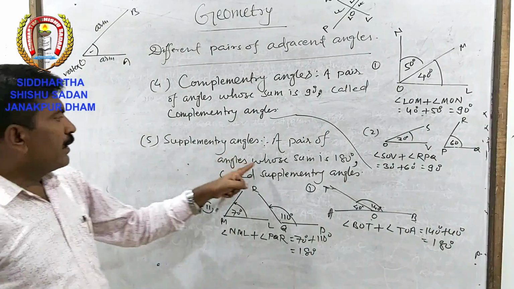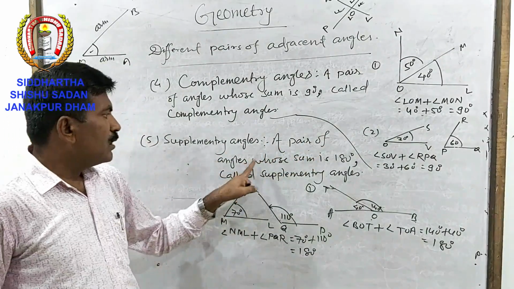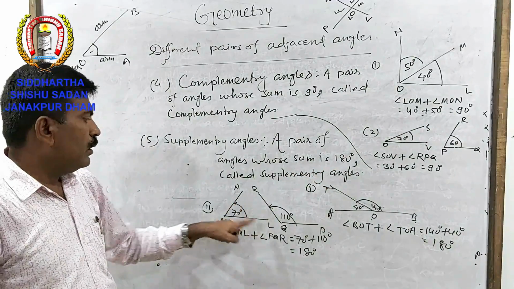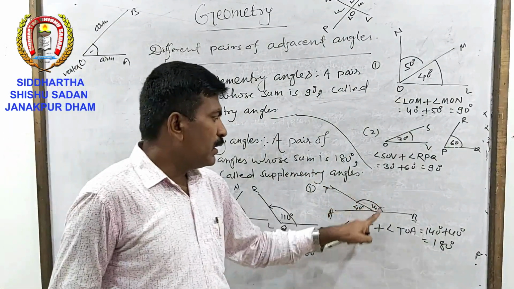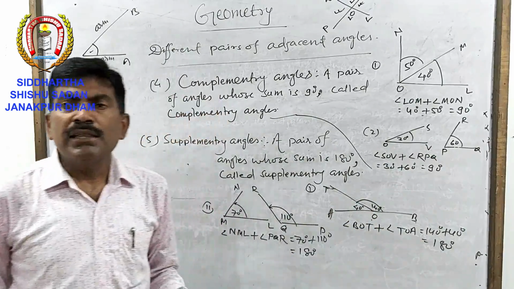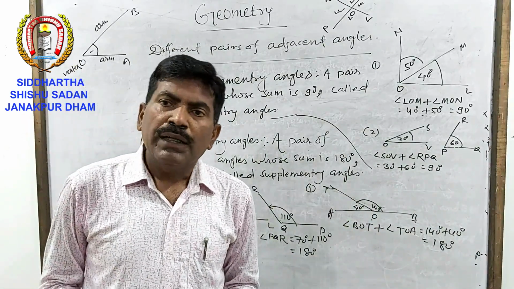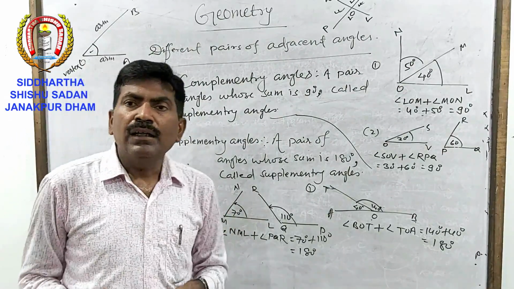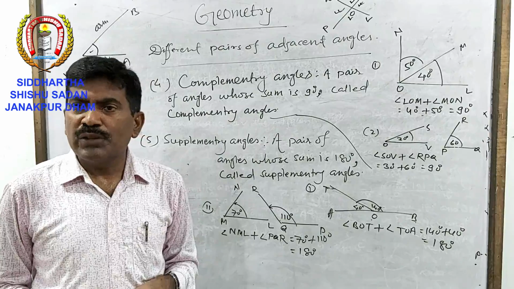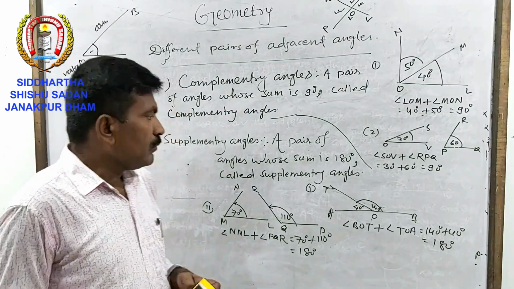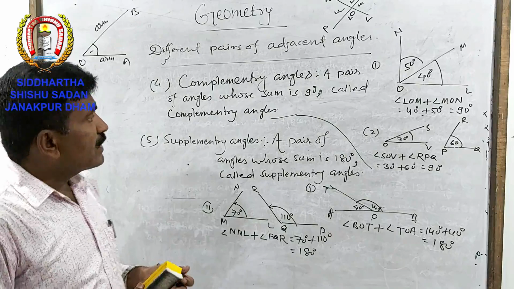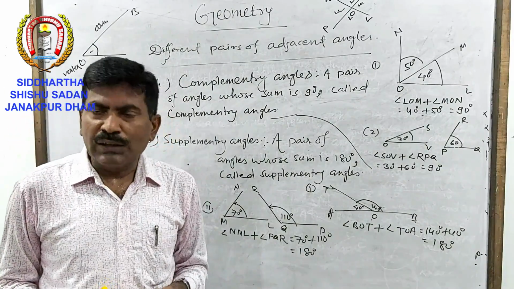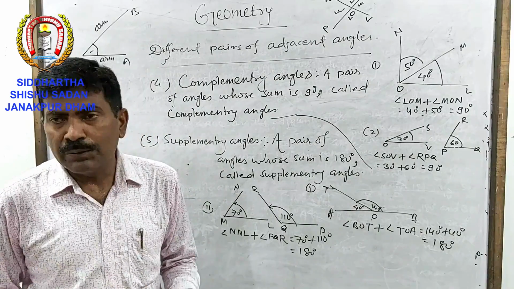So supplementary angle means a pair of angles whose sum is 180 degree. That means pair means these two angles sum 180 degree. These two angles sum is 180 degree. That means in this way so many examples we can take for the complementary angle and the supplementary angle. So is it clear?